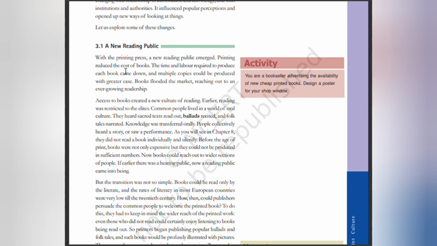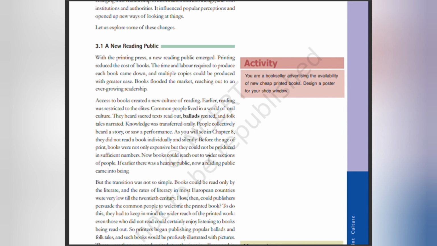Earlier, reading was restricted to the elites. Common people lived in a world of oral culture. They heard sacred books read out, ballads recited, and folk tales narrated. Knowledge was transferred orally. People collectively heard a story or saw a performance. As you will see in Chapter 8, they did not read a book individually and silently. Before the age of print, books were not only expensive, but they could not be produced in sufficient numbers. Now, books could reach out to wider sections of people.